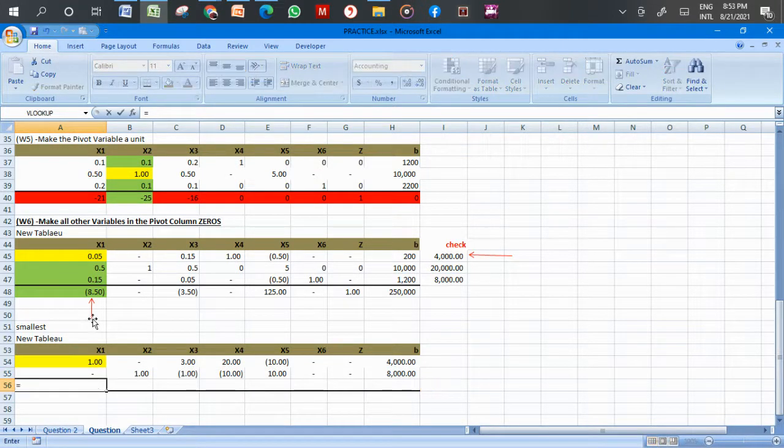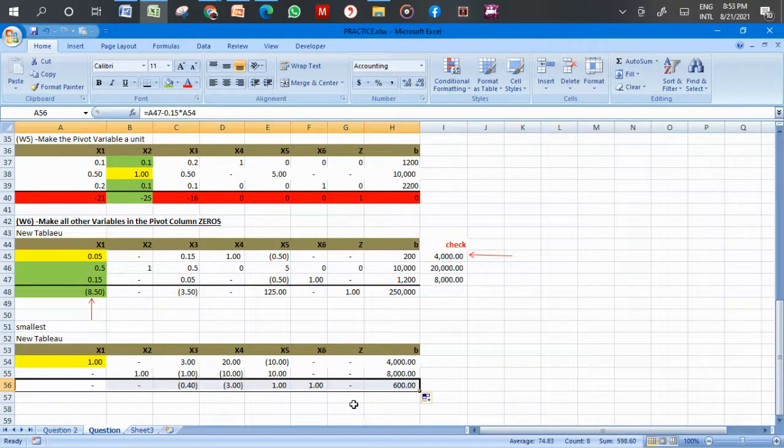What about the second one? To make 0.05 a 0, we will say the 0.05 itself minus 0.15 multiplied by the pivot row. And then we now have a 0. Then we drag it to the end.